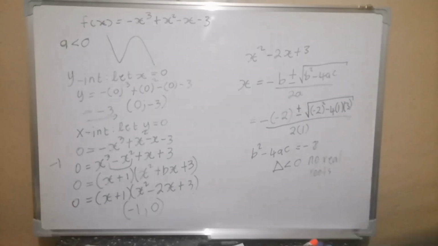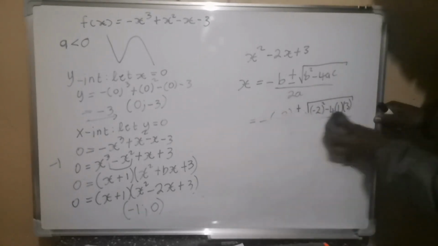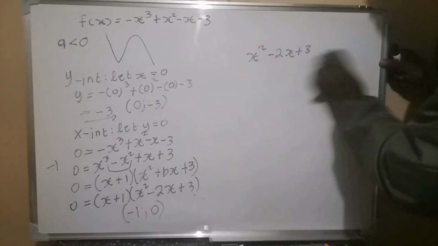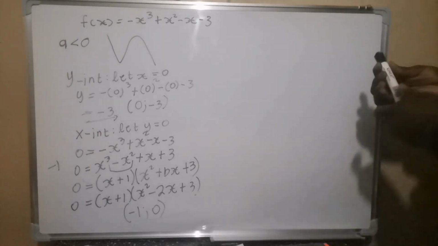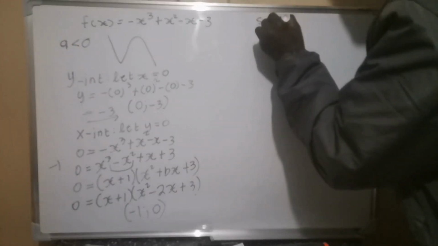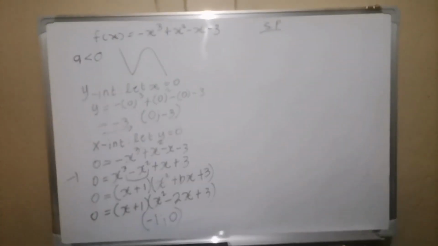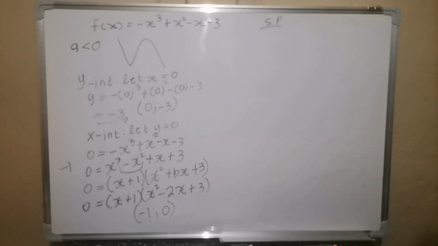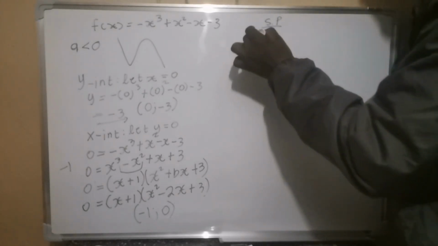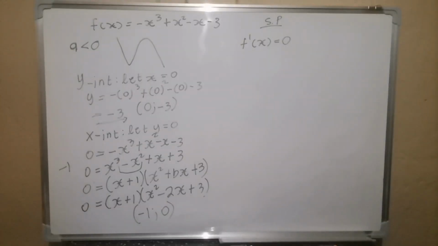I hope you can hear me. Now, step 3. We are done with the x-intercept. We are done with the y-intercept. We are done with the shape. We go to stationary points. Stationary points, some call it the turning points of the graph. You know that the first derivative is equal to 0.